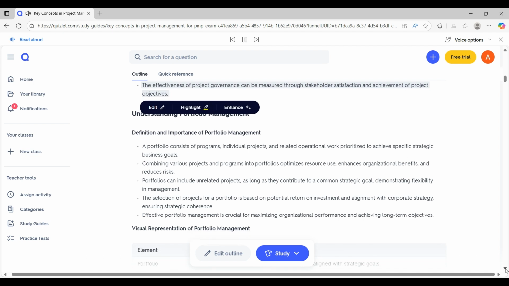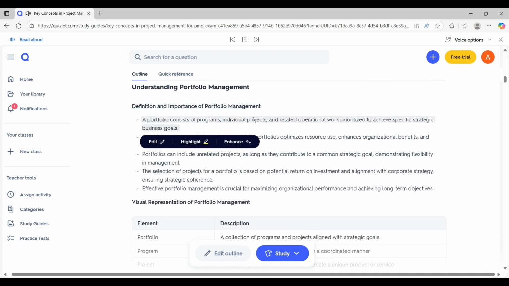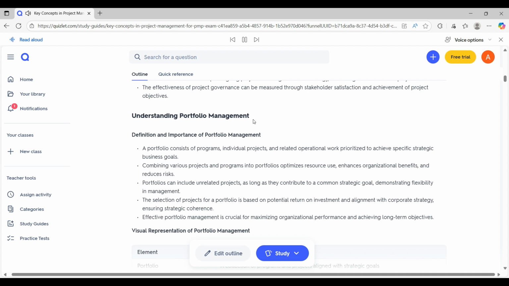Understanding portfolio management. Definition and importance of portfolio management. A portfolio consists of programs, individual projects, and related operational work prioritized to achieve specific strategic business goals. Combining various projects and programs into portfolios optimizes resource use, enhances organizational benefits, and reduces risks. Portfolios can include unrelated projects, as long as they contribute to a common strategic goal, demonstrating flexibility in management.